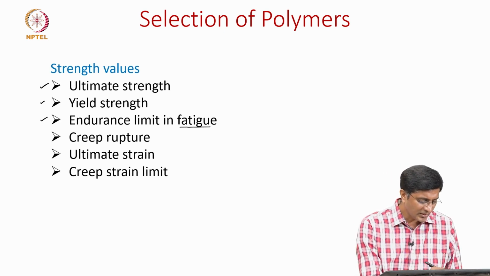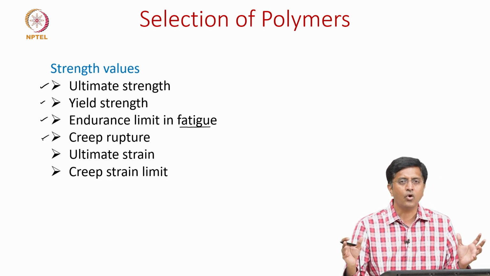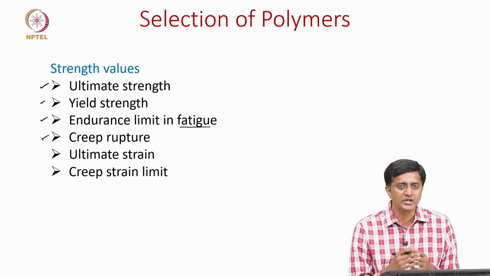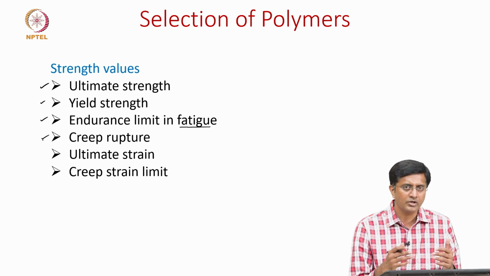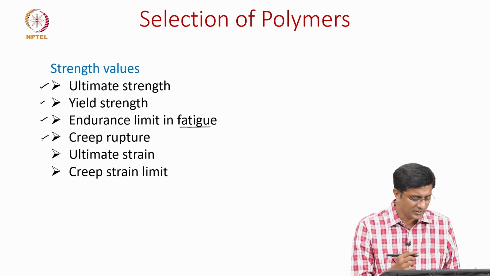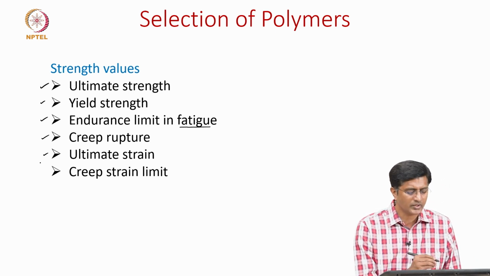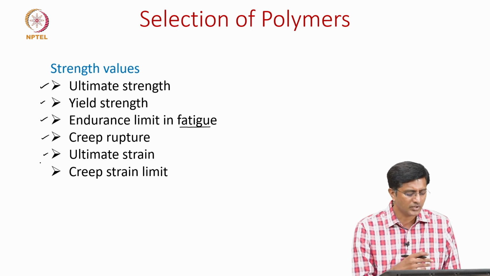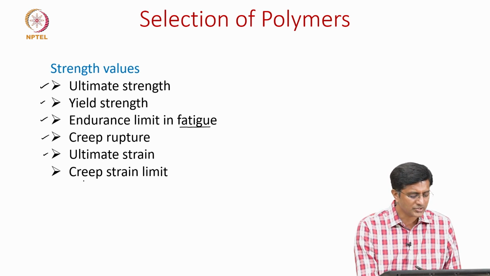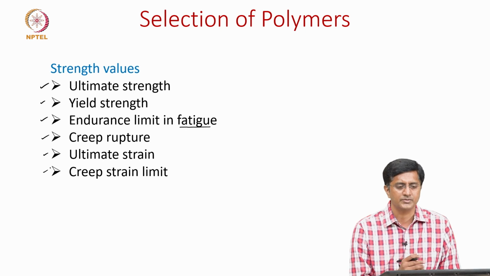And there are many other things like the creep rupture. Let us say we are looking into long periods of time. Because these plastics are viscoelastic materials, they creep. But we are looking at, if we leave it for a long time, when does it rupture? Or instead of looking at the strength values, we could also look at the strains, in terms of the ultimate creep strain or the creep strain, which limit the use of these polymers.